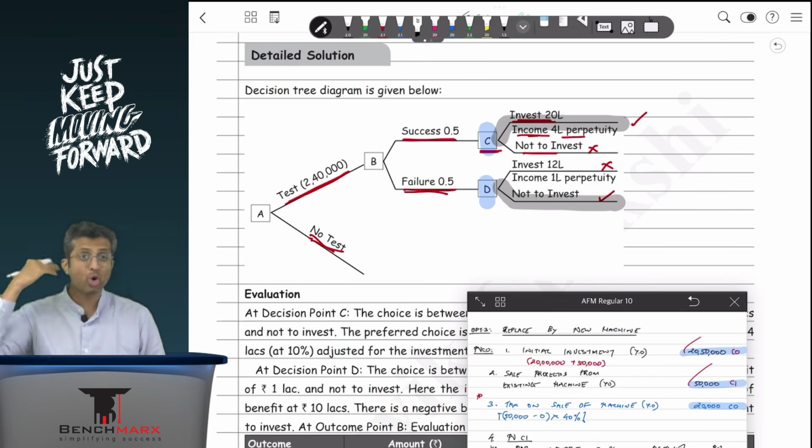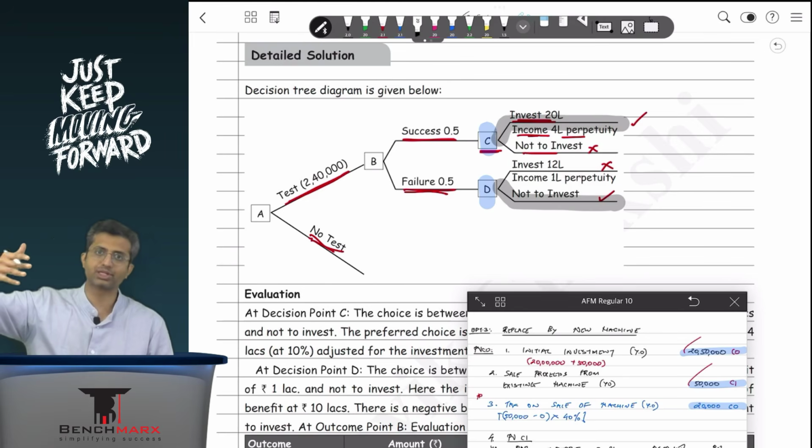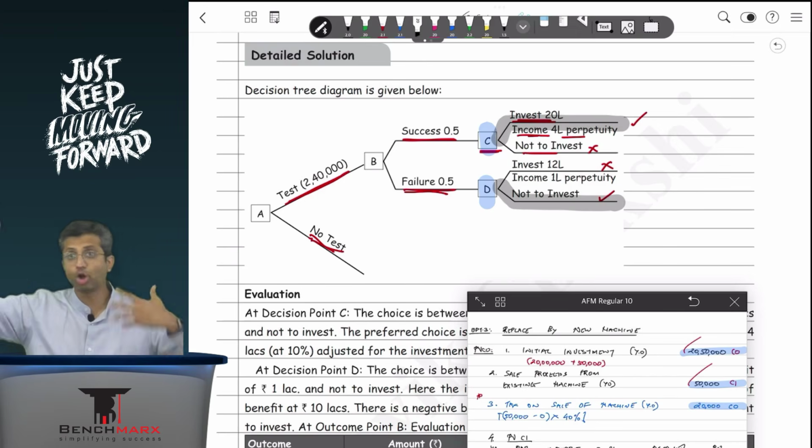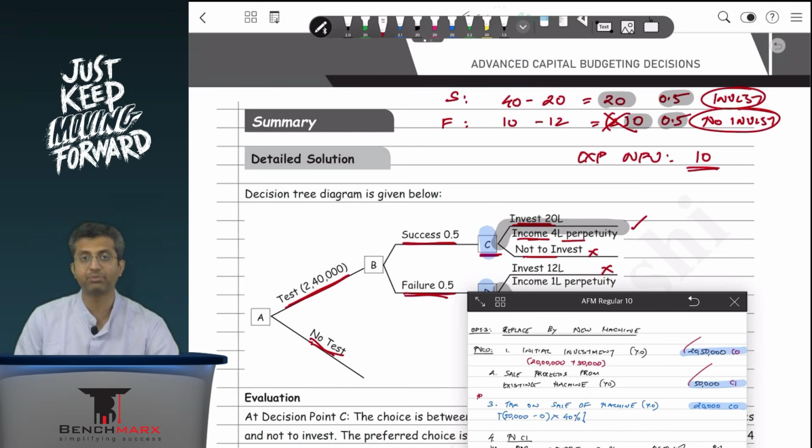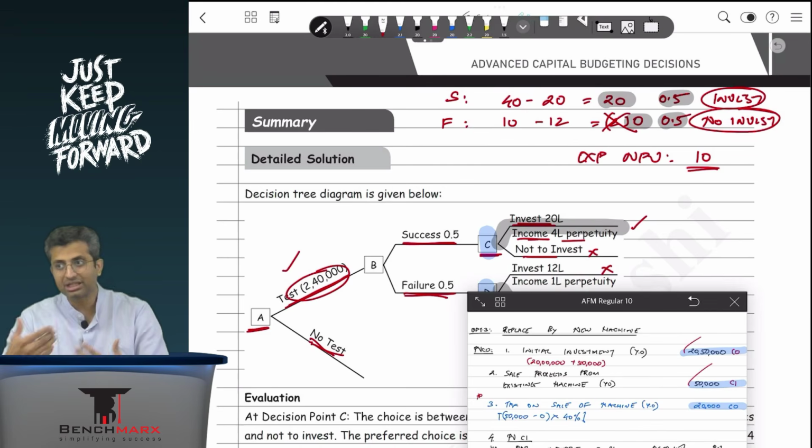But should I go ahead and do the pilot project in the first place or not? Is the launch giving me as much return? Well, if the launch is giving me 20 with a 50% probability and 0 with a 50% probability, the expected NPV is around 10. 20 into 0.5 plus 0 into 0.5, that is 10. Now, for getting this average 10, I'll have to do the pilot project. This pilot project is worth 2,40,000. So, is it worth doing the pilot project? Yes, because that is just 2,40,000 and which can possibly give us an average cash flow of close to 10 lakhs, and hence it is worth doing.